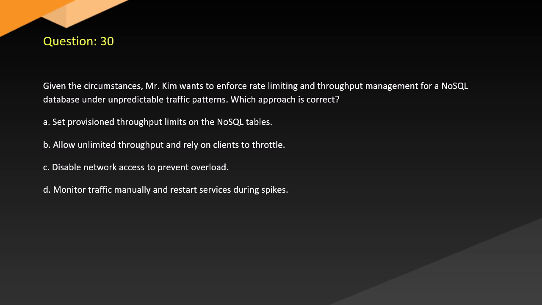Question 30. Given the circumstances, Kim wants to enforce rate limiting and throughput management for a NoSQL database under unpredictable traffic patterns. Which approach is correct? A. Set provisioned throughput limits on the NoSQL tables. B. Allow unlimited throughput and rely on clients to throttle. C. Disable network access to prevent overload. D. Monitor traffic manually and restart services during spikes.